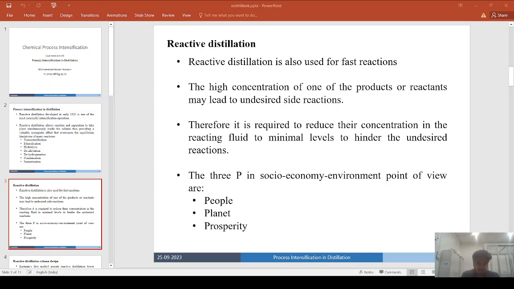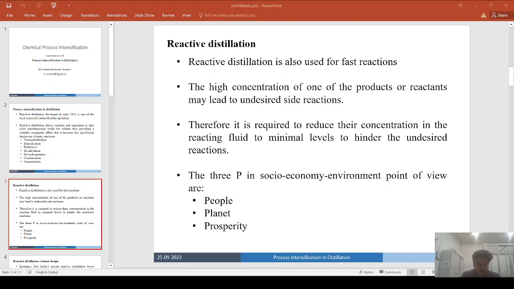So basically, if you compare reactive distillation with the conventional classic setup of distillation followed by reaction followed by distillation, your space occupation will obviously be less, because you are combining two unit operations into one. So the space occupation will be less. And another thing is that whatever you do, the safety of the workers and the safety of the surrounding people should never be hampered.